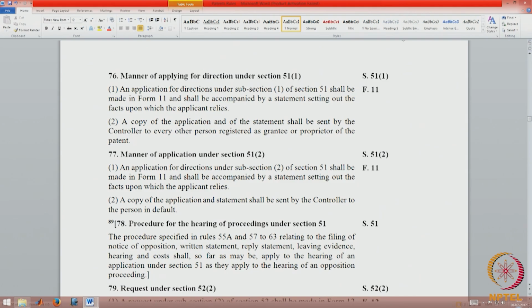The procedure specified in rules 55A and 57 to 63 relating to the filing of notice of opposition, written statement, reply statement, etc., shall apply, so far as may be, to the hearing of an application under section 51 as they apply to the hearing of an opposition proceeding. Now, we had already mentioned that the rules for conducting opposition, that is post grant opposition, rule 55A and rules 57 to 63, are the general procedure for conducting proceedings before the patent office. So, the same procedure will apply even to a hearing under section 51.